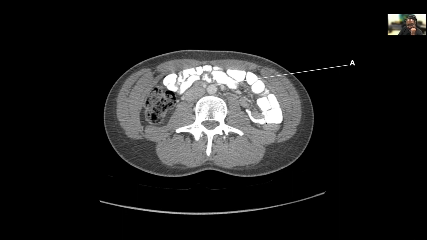No, that's not the ascending colon. The ascending colon is over here. Oh, these are the blood vessels. So blood vessel, okay. A small, yes, it's right next to the aorta. It's one of the branches of the aorta. Yes, this is the inferior mesenteric artery, correct. Correct. Well done.